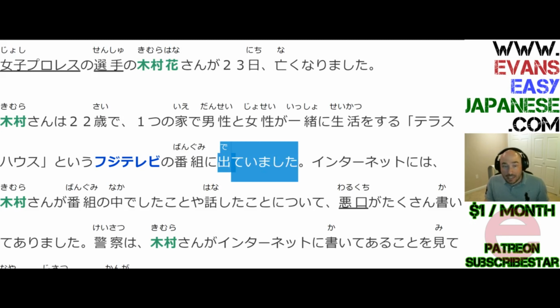She had been appearing. Notice how it's a past tense, continuous. She had been appearing. She was appearing. I like the idea of had been appearing because it's much more final. Again, sorry. It's final. Detemashita. She had been appearing. Where had she been appearing? Appearing on a bangumi. Bangumi ni detemashita.